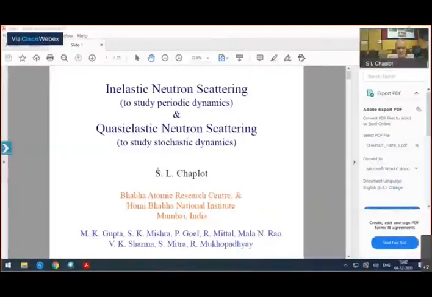this will cover essentially two aspects, the so-called inelastic neutron scattering and the quasi-elastic neutron scattering. In the next few projections, we will learn about this. The essential difference is that in inelastic neutron scattering, we study the various kinds of periodic dynamics. And with quasi-elastic neutron scattering, we study not the periodic dynamics, but stochastic dynamics.